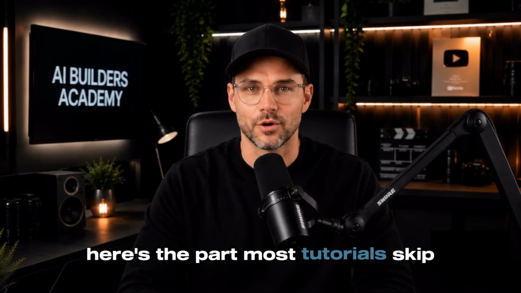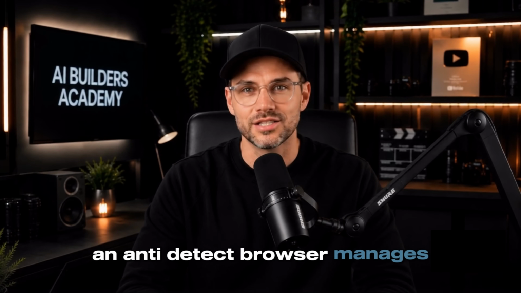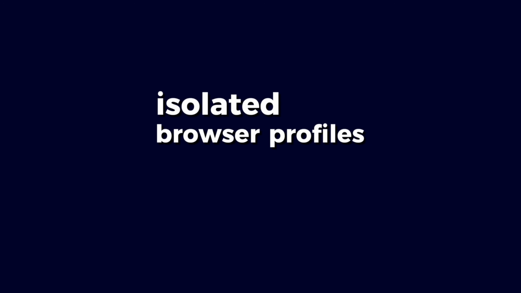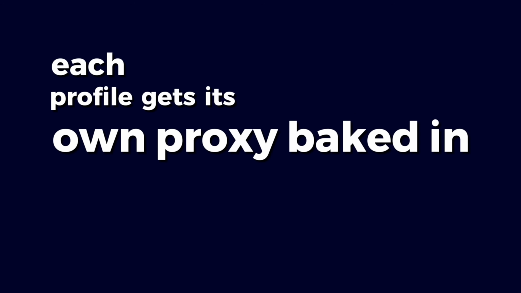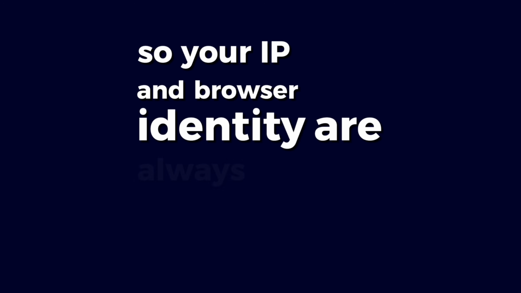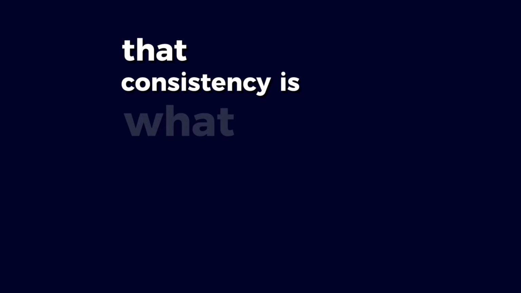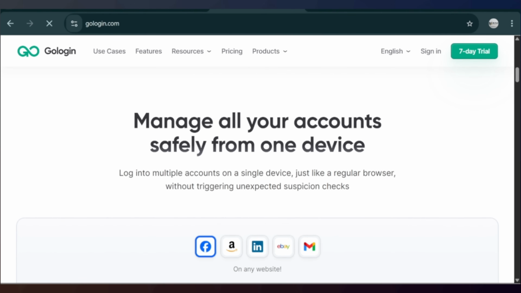Here's the part most tutorials skip. An anti-detect browser manages isolated browser profiles, each one with its own spoofed fingerprint, canvas, WebGL, audio, fonts, hardware signals. Each profile gets its own proxy baked in, so your IP and browser identity are always consistent. That consistency is what keeps sessions looking human. I use GoLogin for this.